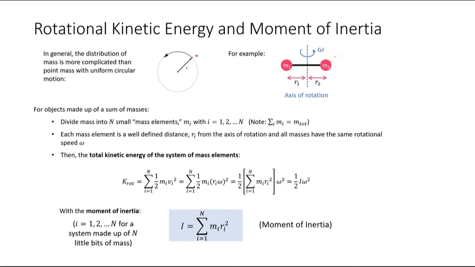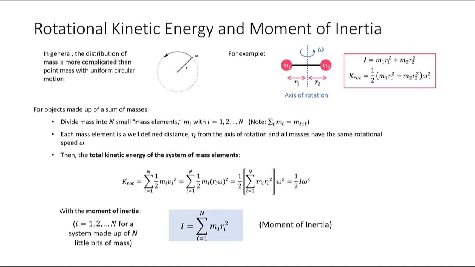And so then we can think about, in this case, we would write down the moment of inertia is the sum of m1 times its distance from the axis of rotation squared, plus m2, our mass 2, multiplied by its distance from the axis of rotation, r2 squared. Okay, so that would be the moment of inertia for this dumbbell. And then if I wanted to calculate its rotational kinetic energy, it's just 1/2 times that moment of inertia multiplied by omega squared.